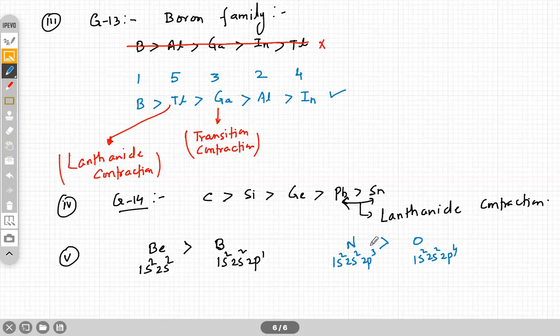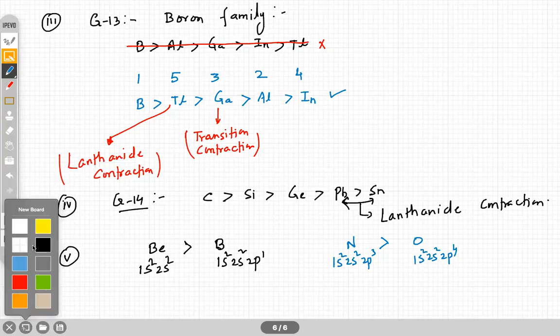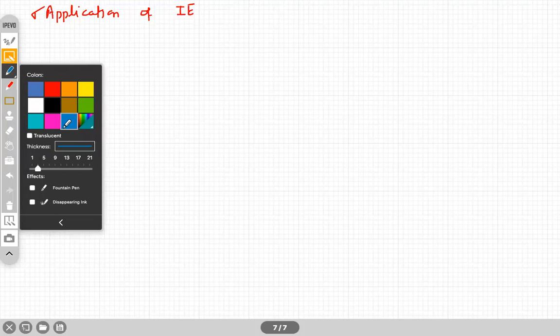Okay. So these are the few exceptions we have discussed. Must memorize all these things that we have discussed. Important. Okay. Now, when we talk about ionization energy, we talk about the tendency to lose an electron, right? And the tendency to lose an electron is nothing but the metallic nature of an element, correct? So this is the application of ionization energy. Write down the heading, application of IE, ionization energy.